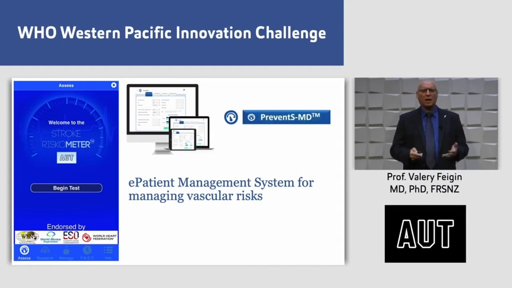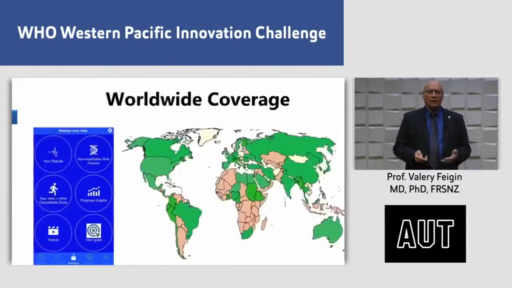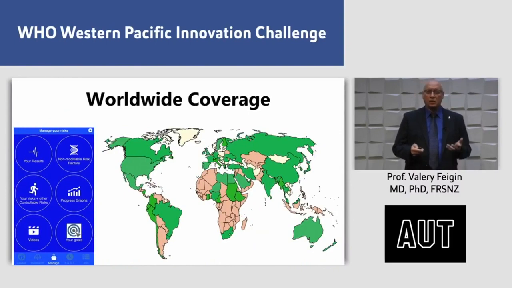Based on famous Framingham Heart Study algorithms and international evidence-based guidelines, these tools are the Stroke Riskometer app for laypeople and the Prevents Web app for clinicians. Currently, the free-to-use Stroke Riskometer app is translated in 19 languages and available in over 100 countries for 5.3 billion people in their native languages. For those with poor access to medical services, it may be the only reliable source of information about stroke, cardiovascular risk factors, and how to manage them.